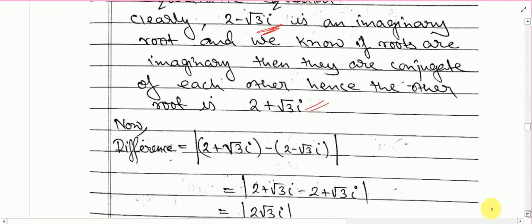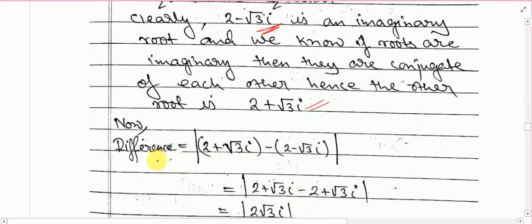So the difference of the roots will be given by this difference equal to, this is mod. Mod means absolute value. I mean to say, if I write mod of 3 minus 4, then 3 minus 4 will be minus 1, but the answer will come as a positive value.